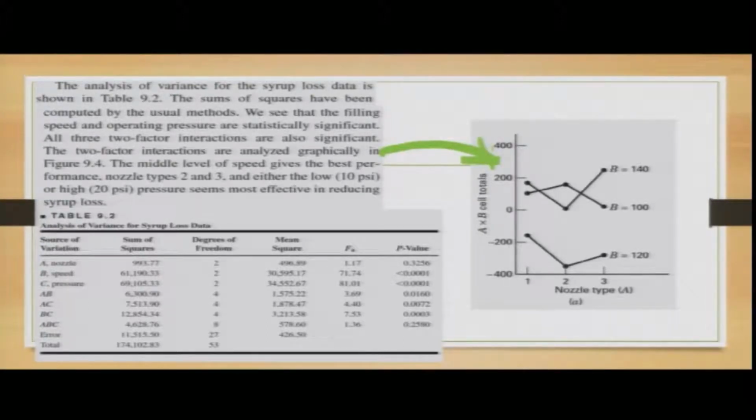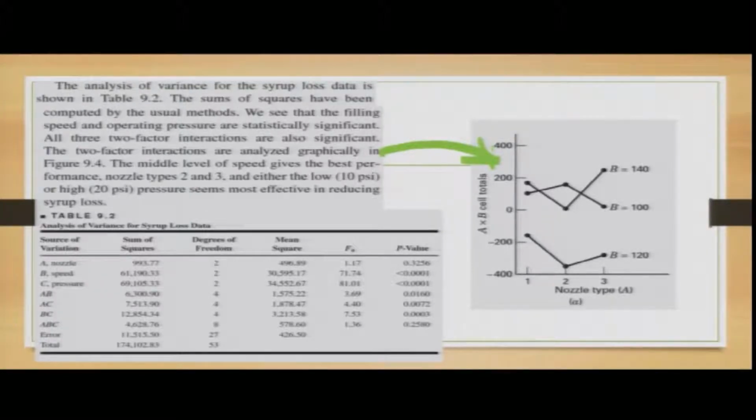The middle level of speed gives the best performance, as we see, because in that case the loss due to the frothing, because they are spilling over, is the minimum, the least. The middle level of speed gives the best performance for nozzle 2 and 3, and either low, that is 10 psi, or high, 20 psi pressure seems more effective in reducing the syrup loss.